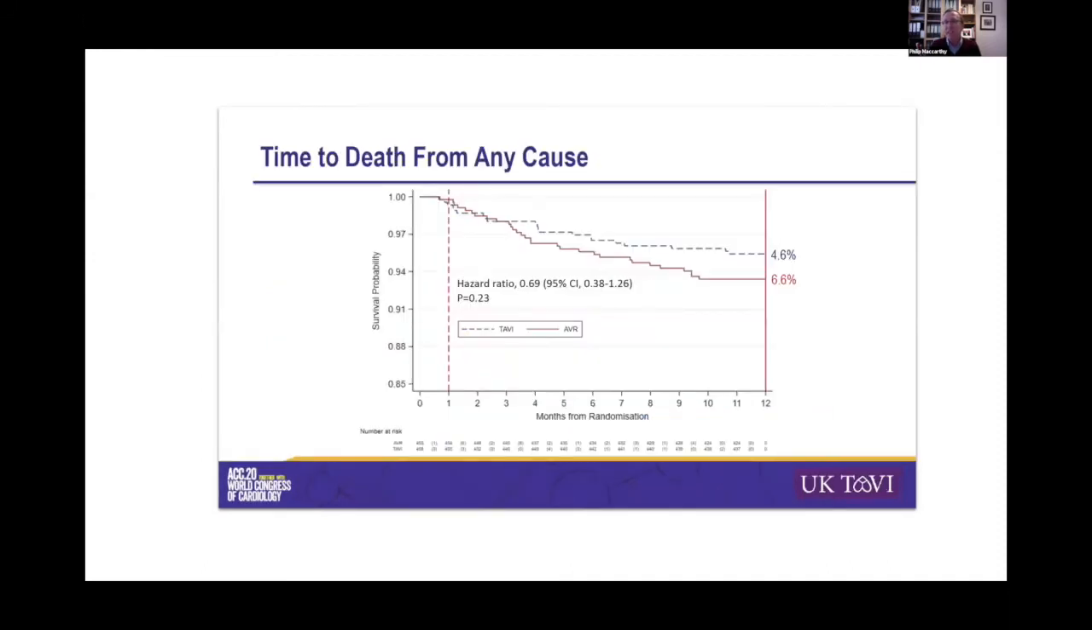57% of UK TAVI patients had some form of SAPIEN device, and you can see there was a trend to an improved survival with TAVI, although statistically they were deemed as equivalent. So that was a good quality all-comers real-world study.